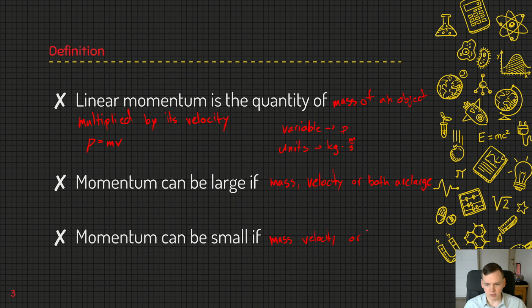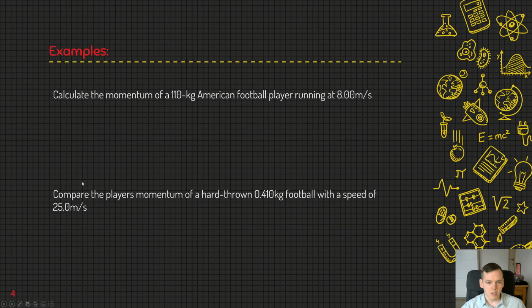Conversely, momentum can be small if mass, velocity, or both are small. So if you have a really big object, but it's traveling very slowly, its momentum can still be quite small. If you have a really small object that's moving really quickly, it can still have quite a small momentum. It's just, when we look at it, is the bigger effect or the smaller effect more pronounced? So let's do a couple quick examples to do some calculations.